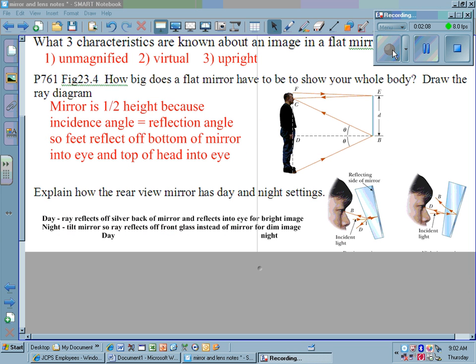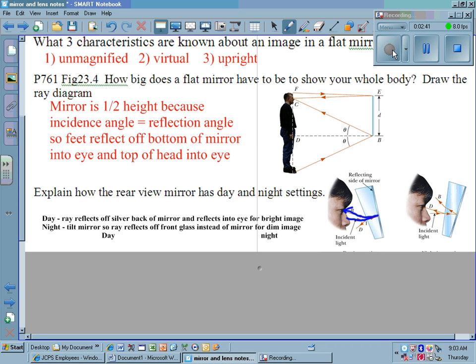Okay, the next thing we want to talk about is how a rear view mirror in a car actually has day and night settings on it. And what you have here is the fact that most of the reflection comes off the back of the mirror. So like this mirror I'm holding in my hand, it's silvered on the back. So 96% of the light comes off the back silver part. During the daytime, a light ray comes in here, gets bent up slightly, hits the back of the mirror, comes back, and then gets refracted into your eye. And since it's daytime, about 96% of the light does that.